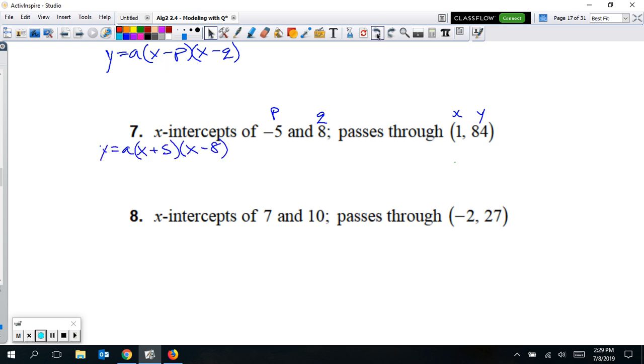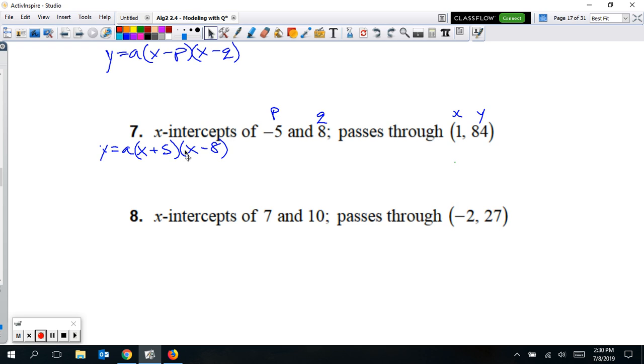So as we start plugging things in, we can do it with just the intercepts first. So we know that that's part of the equation already. So y equals the a, and then x plus 5. Since p is negative 5 as it goes in, it's going to change signs to plus 5. Q is positive 8.